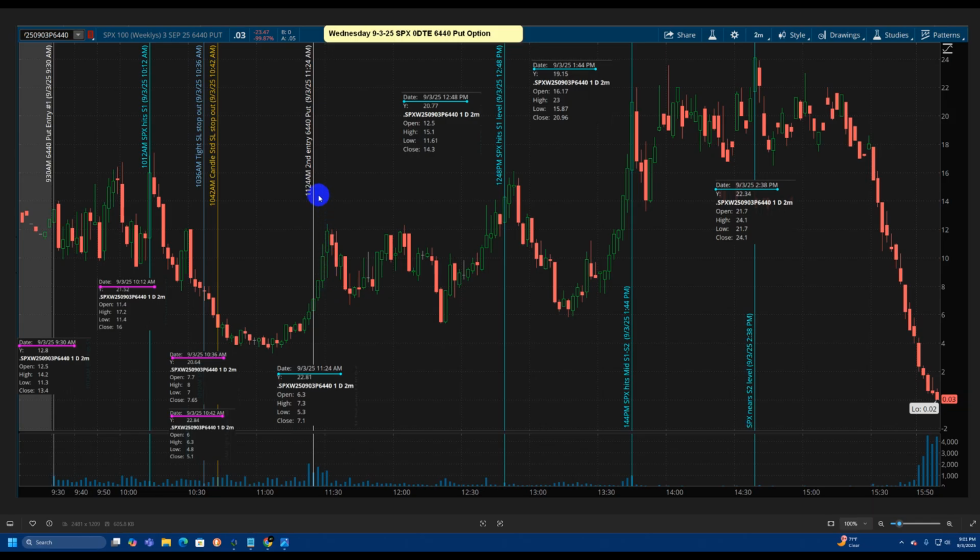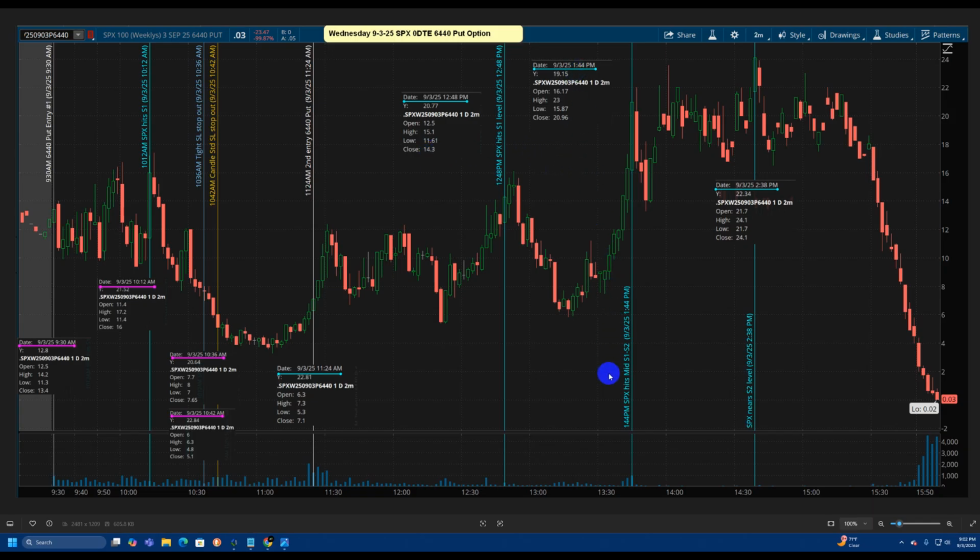Here is the entry number 2 on the 11:24 a.m. candle. The close of that candle is $7.10, so that's our entry price when price crosses below and closes below the bull bear key price level again. Here at 12:48, this is where SPX hits the S1 level, and the close of this candle is $14.30, so we had an entry at $7.10, and now we are up to $14.30.